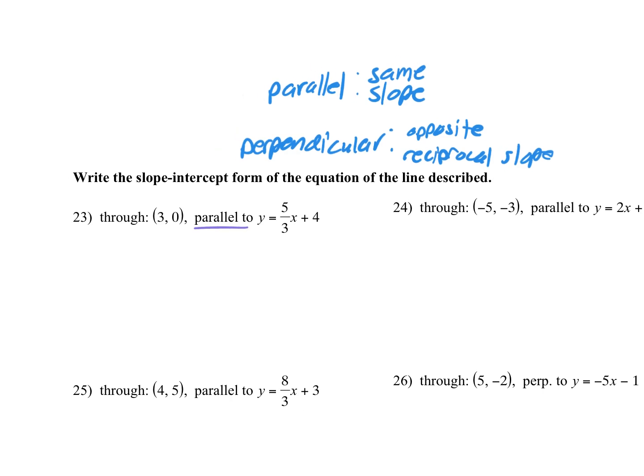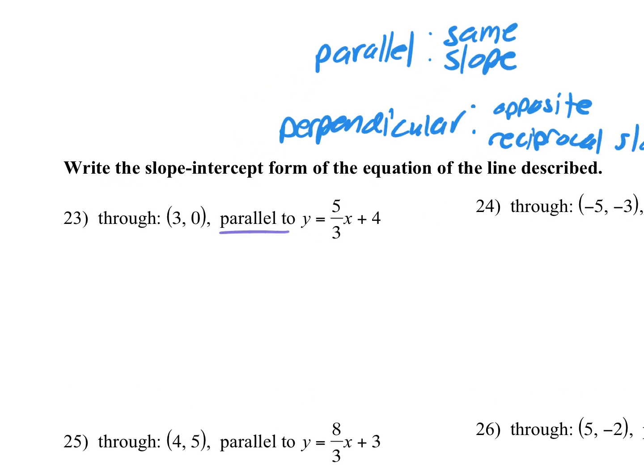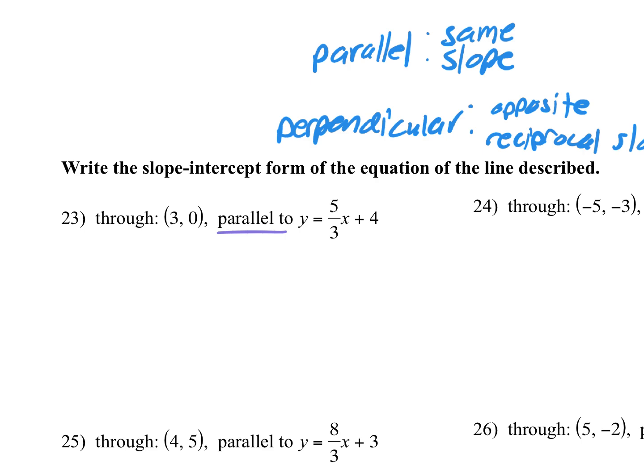All right, so 23, for instance, we're given that it goes through the point 3, 0, and we want it parallel to this line right here, y equals 5/3 x plus 4. If it is parallel, you're going to take the slope of the original, and the slope is the number in front of your x, and you're going to do what to it? Yeah, keep it the same. You're not going to do anything to it. So your slope is going to be 5/3, and we know that it has to go through this point right here. And if it goes through this point, you just want to plug it into either slope-intercept or point slope, and then you want to solve and get your y-intercept.